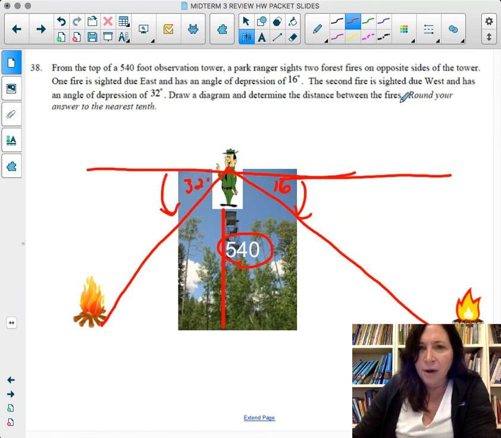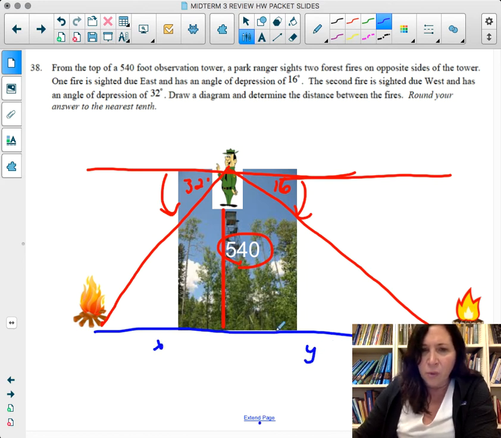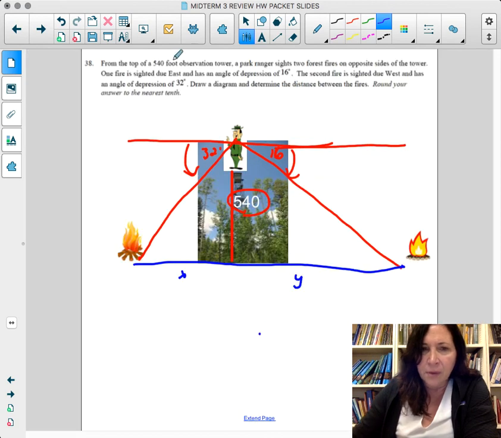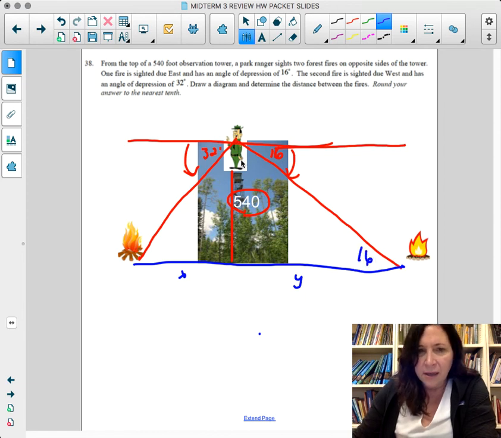It says diagram, determine the distance between the 2 fires. So we want this distance right here, basically this distance plus this distance. What I'm seeing is that we have 540 here. You have an angle of depression of 16, the angle of depression here. So this is 16, that's 16. If this is 32, this is 32.